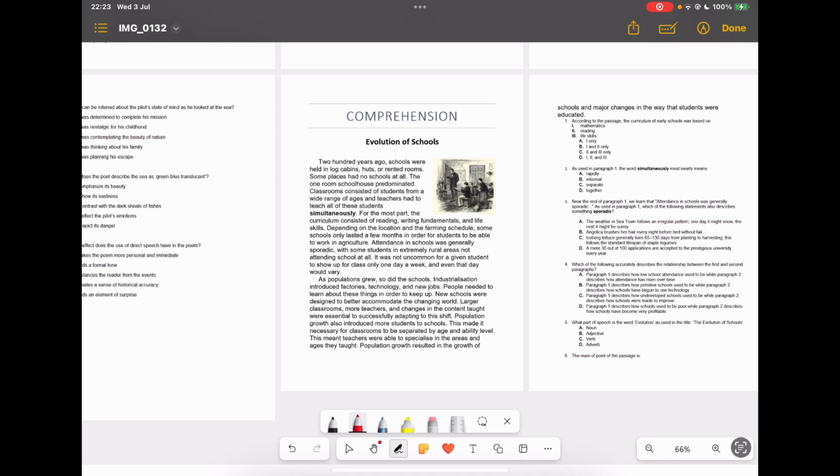Population growth also introduced more students to schools. This made it necessary for classrooms to be separated by age and ability level. This meant teachers were able to specialize in the areas and ages they taught. Population growth resulted in the growth of schools and major changes in the way that students were educated. So question 1. According to the passage, the curriculum of early schools was based on maths, reading, and life skills. Well, this one, we know that they said that it was reading, life skills, and something else.